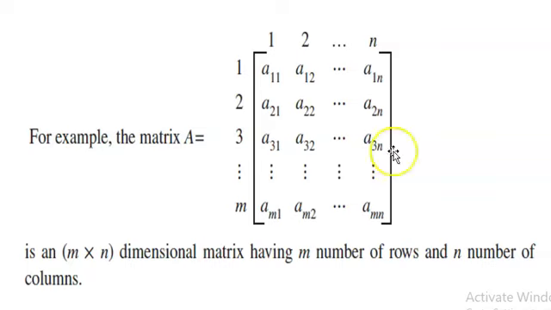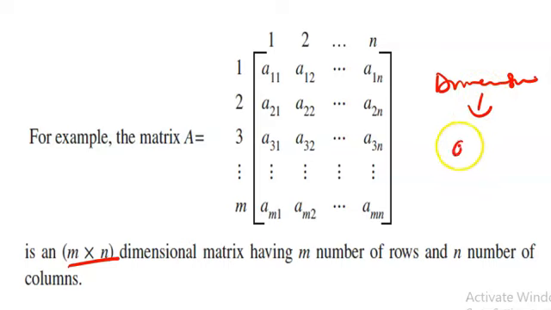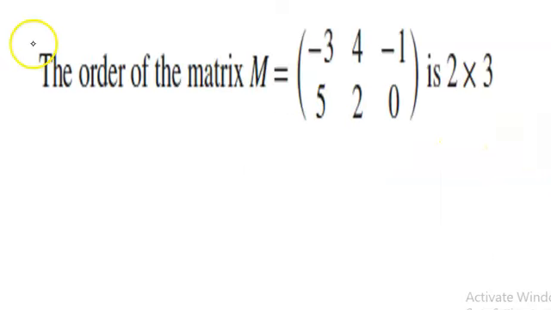So that is a further illustration of matrices. That if you have M rows and then N columns, then you're going to have an M by N matrix. So this is called the dimension of a matrix. That is number of rows and then columns. In other words, you can say order of matrix. So for example, what is the order of this matrix? So this is a 2 by 3 matrix. Right? We have 2 rows and then 3 columns.